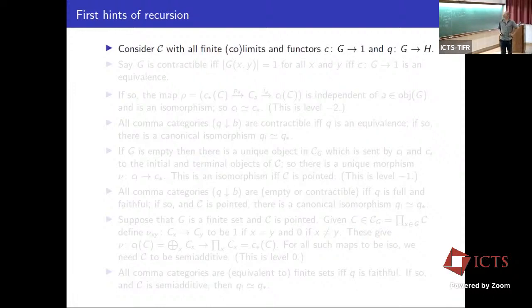Okay, so we're going to consider some category curly C, which has all finite limits and finite colimits, and some functors of groupoids, Q from G to H. As mentioned previously, by this Kan formula for pointwise calculation of left and right Kan extensions, anything we might want to say about a general functor Q from G to H can be reformulated in terms of functors C from G to 1. This G might be different from that G.